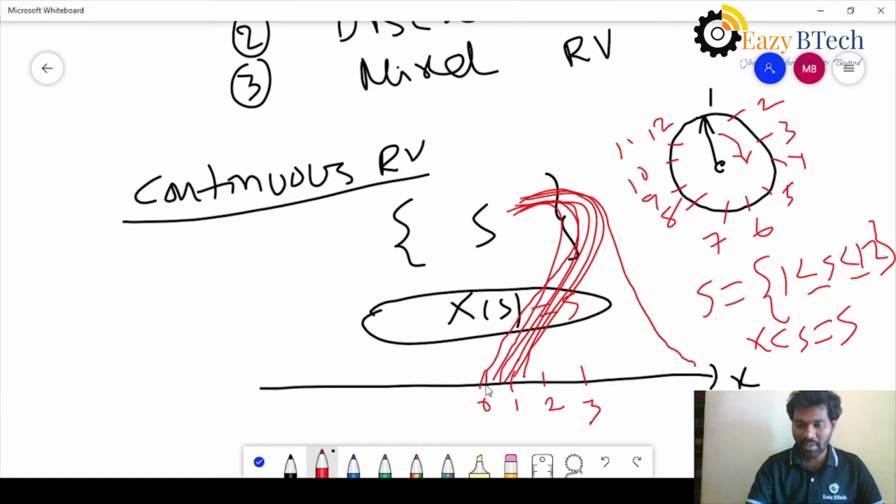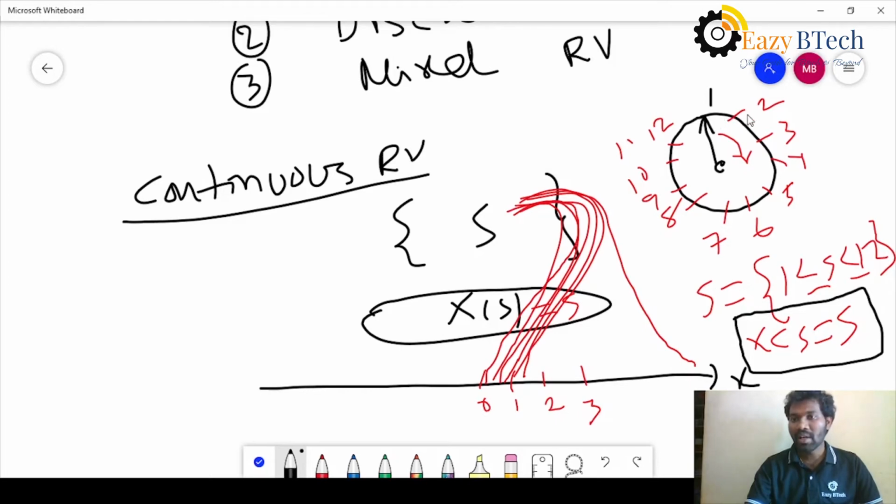Why? Because here you will get values at 0, at 0.1, everywhere between 0 to 1, 1 to 2, 2 to 3. Because I am defining my random variable like this, x of s equal to s. So there are a number of possibilities for the needle, or this pendulum, however you want to call it. This needle can stop anywhere from 1 to 2. That means it has infinite values, and it can stop everywhere. So the total number of possible outcomes in the sample space is infinite.